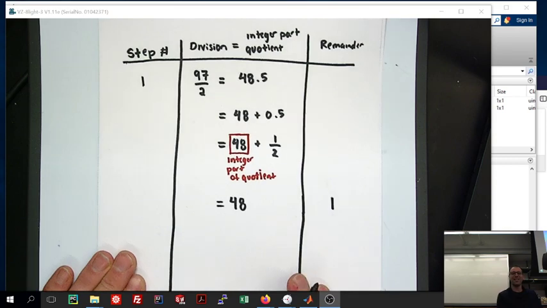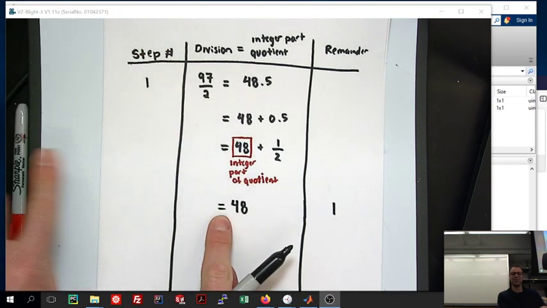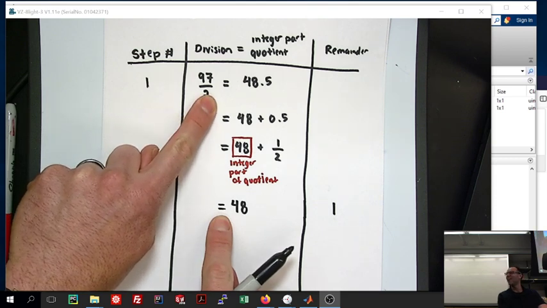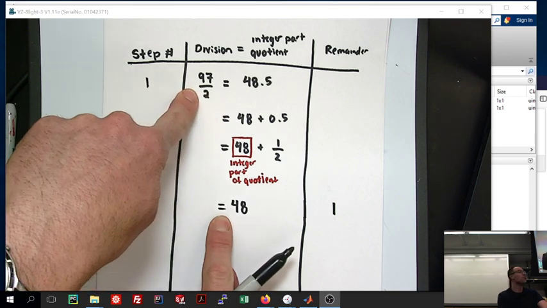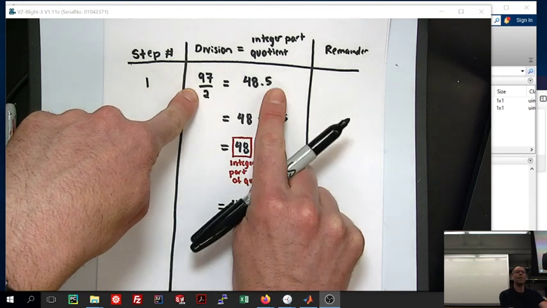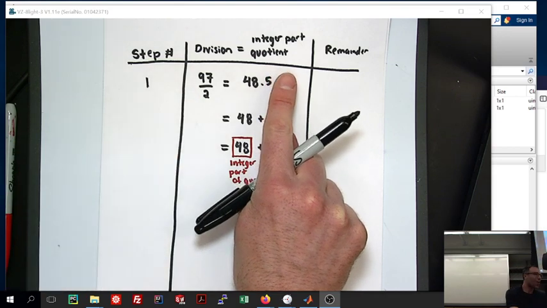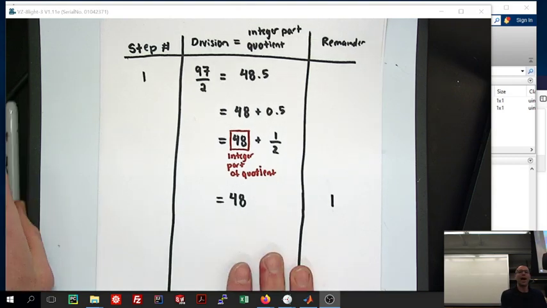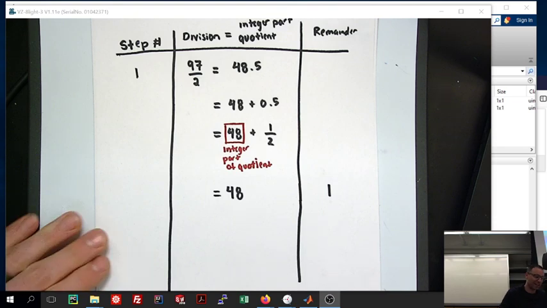So this is kind of funny. This equal sign is not the equal sign that you're used to, right? Because I'm not asking what is the numerical value of 97 over 2. What am I asking? What is the integer part of the numerical value of 97 over 2? And then I'm also tracking what we call the remainder. So that's step 1.